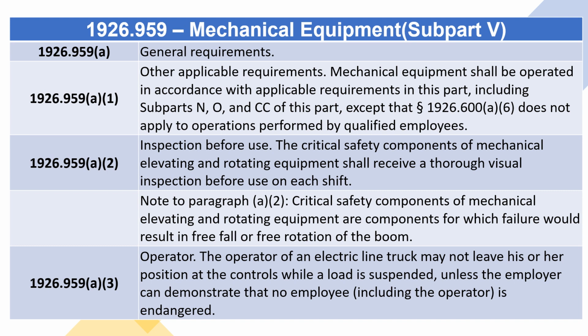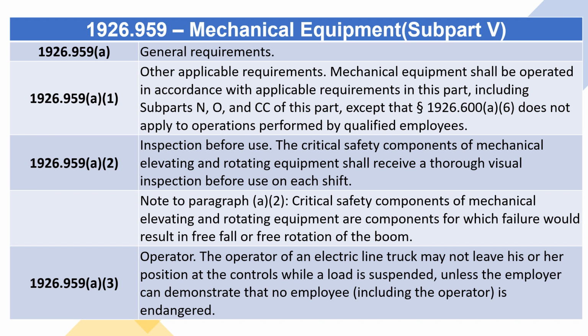1926.959(a)(2) Inspection before use. The critical safety components of mechanical elevating and rotating equipment shall receive a thorough visual inspection before use on each shift. Note to paragraph (a)(2): Critical safety components of mechanical elevating and rotating equipment are components for which failure would result in free fall or free rotation of the boom.